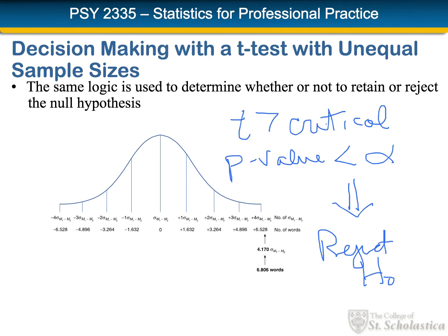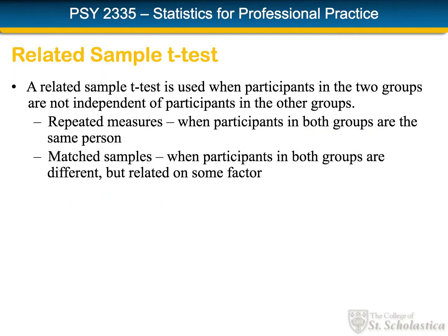Now we're ready to go on and look at the second kind of t-test that we had in this week's study. The related sample t-test goes by a variety of names. It's sometimes called a paired or matched sample t-test. Sometimes it's called repeated measures.